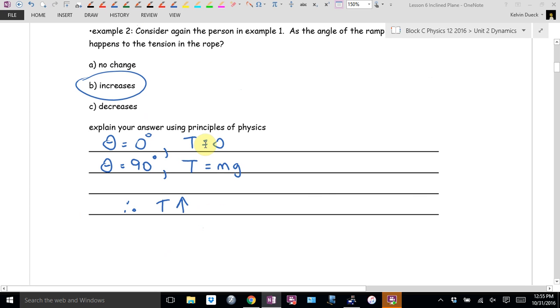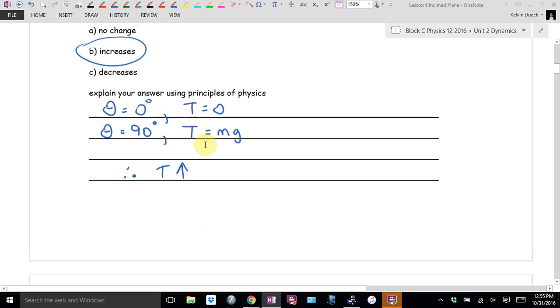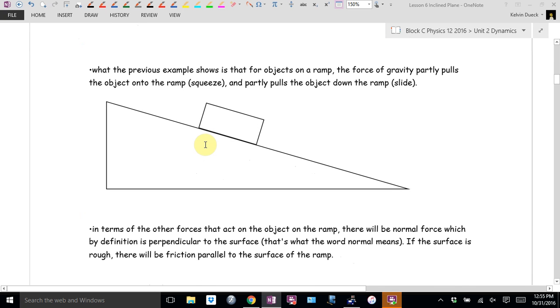On the next page, we have a ramp. What I want you to realize is that anytime you have an object on a ramp, gravity is doing two things. Part of gravity is holding it onto the ramp, squeezing it onto the ramp. We call that the normal, well, it's not the normal force, but it'll be the same size as the normal force, because another part of gravity is sliding it down the ramp. So for objects on a ramp, the force of gravity partly pulls the object onto and partly pulls the object down. Squeeze and slide.